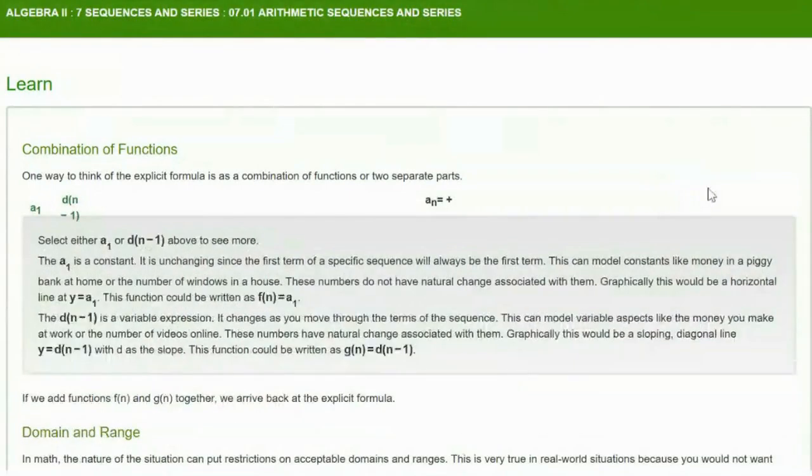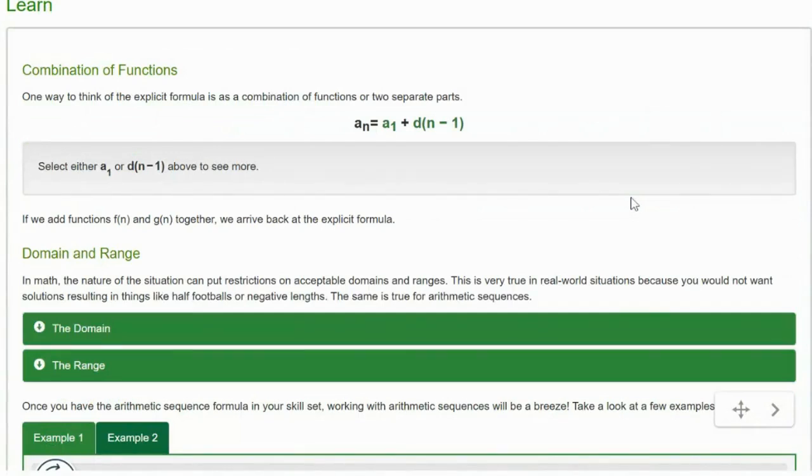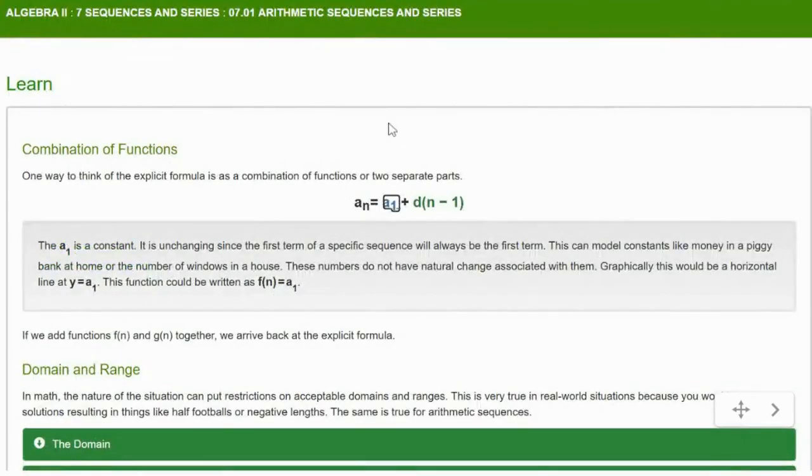All right, let's go to page 3. They say really what you should think about is this is a combination of functions. This is just a sub 1, it's just a number. So that's just like a straight, the explicit form of the combination of functions, two separate parts, a sub 1 or the d n minus 1.